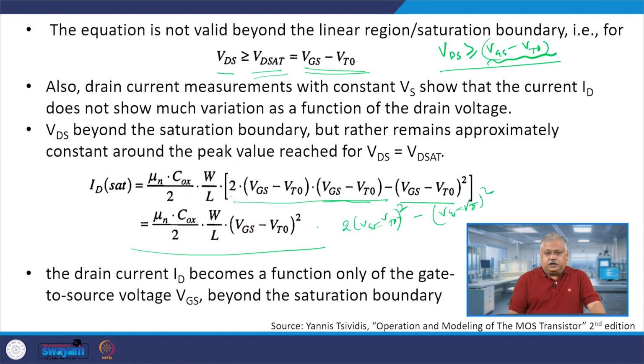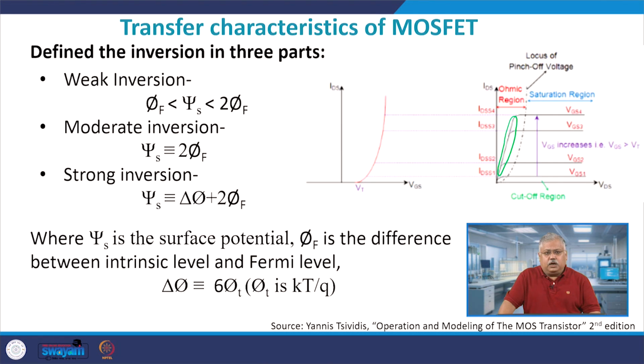This is quite interesting now. If you look at the drain current, it now becomes only a function of the gate voltage, and it does not depend upon the drain voltage. Before the saturation it was always depending on the gate as well as on the drain voltage. Beyond saturation, for an ideal MOSFET, it does not depend upon the drain voltage, and that is quite an interesting phenomenon from the device point of view.